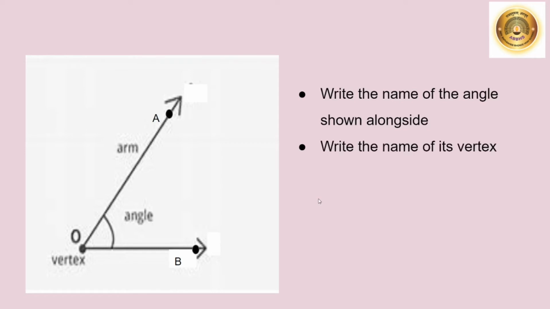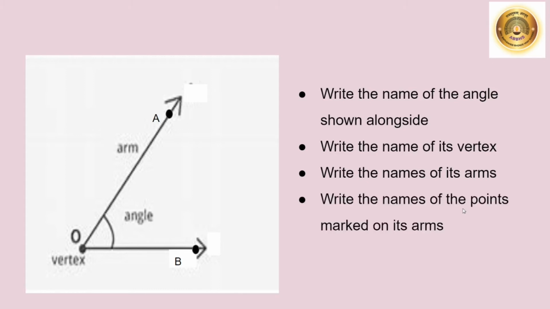Now, the next question, write the name of its vertex. What's the name of the vertex of this angle? Yes, O. Write the names of its arms. Yes, OA and OB. The last question, write the names of the points marked on its arms. The first point is point A and the next point is point B. Correct.